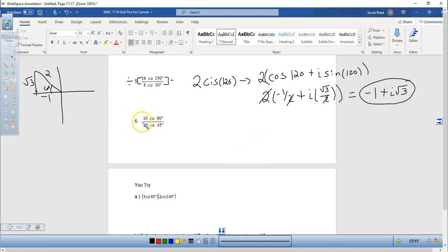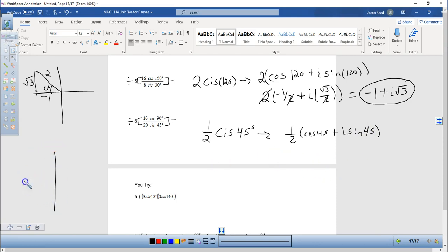I'm going to go ahead and do number 6. Remember, these 2 we're going to divide. The other 2 we subtract. So I have 1/2 cosine 45 degrees plus i sine of 45 degrees, which is 1/2 cosine of 45 degrees plus i sine 45 degrees.